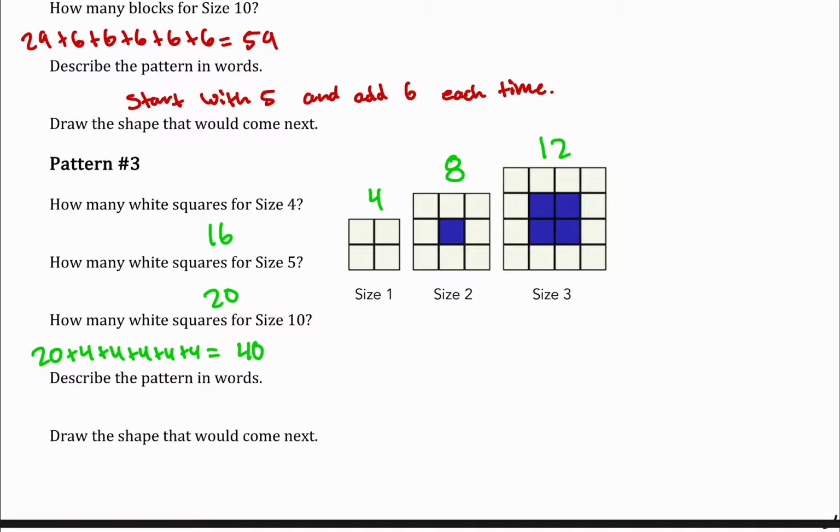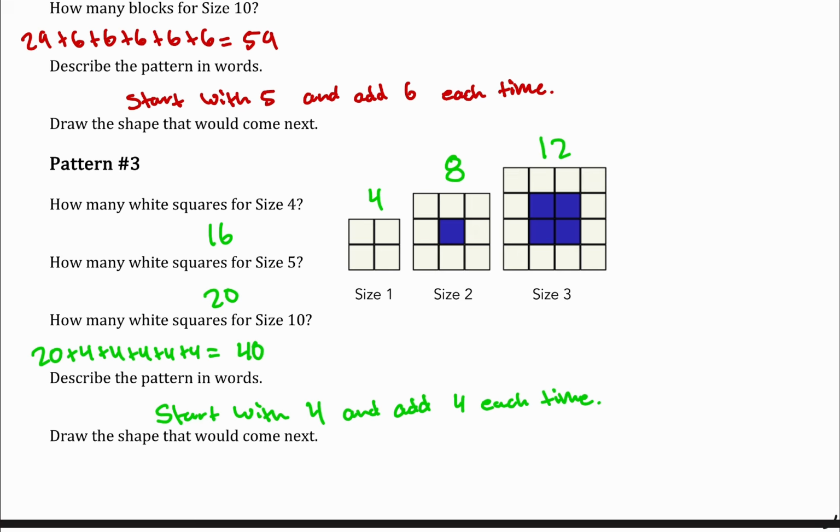Now describe this in words. You start with 4 and add 4 each time. Okay. And then I'll leave you to draw the next box.